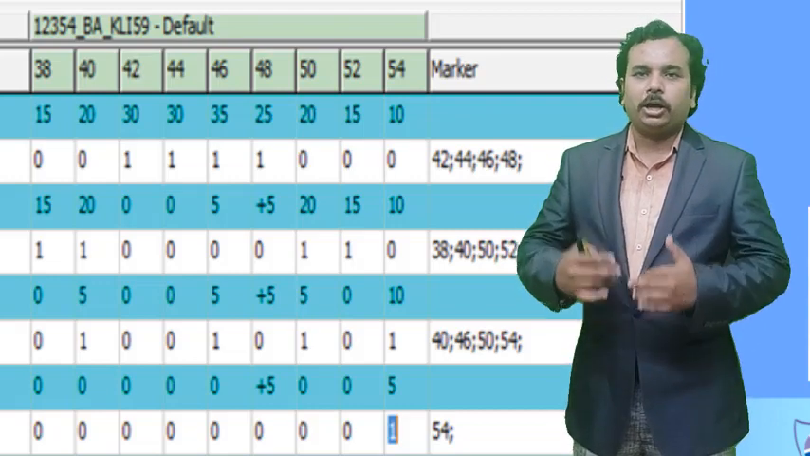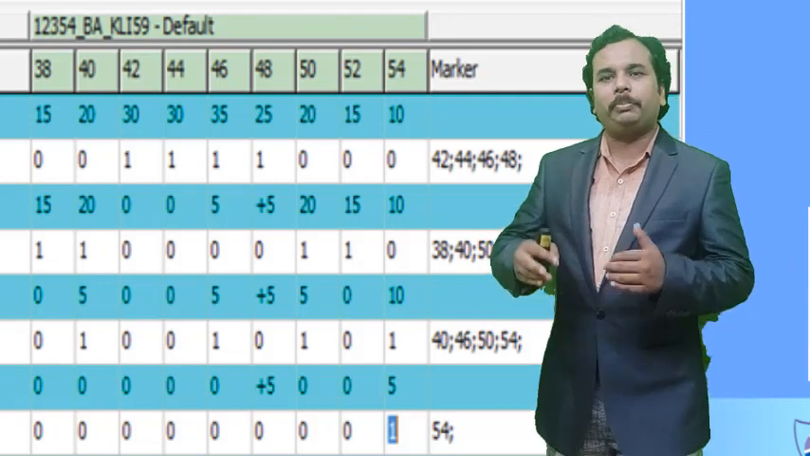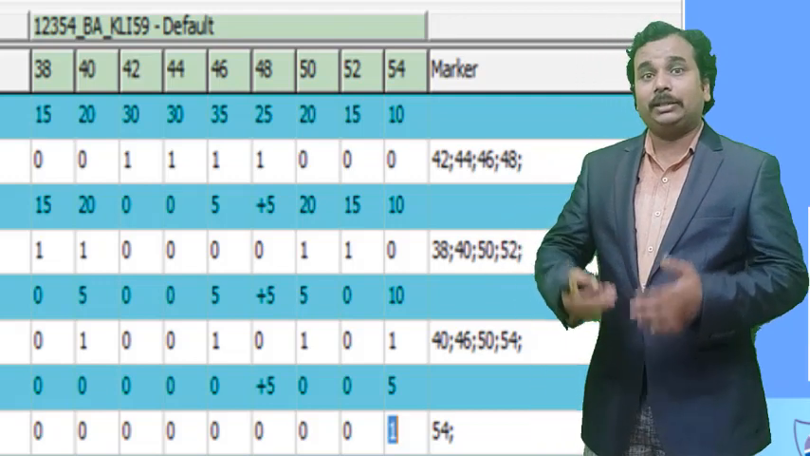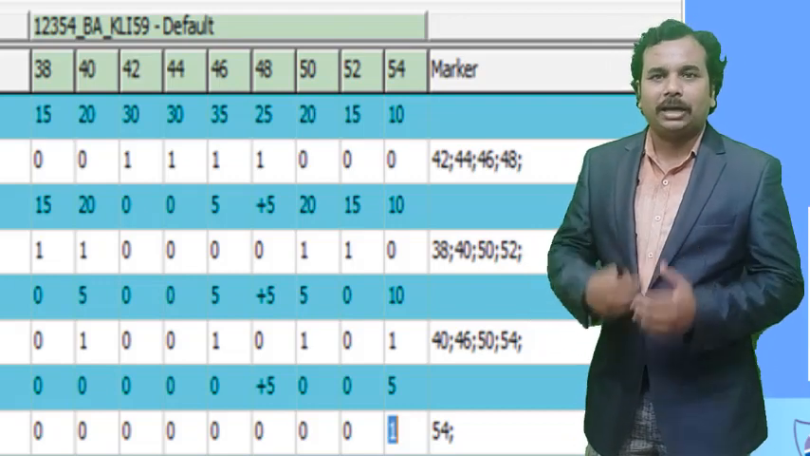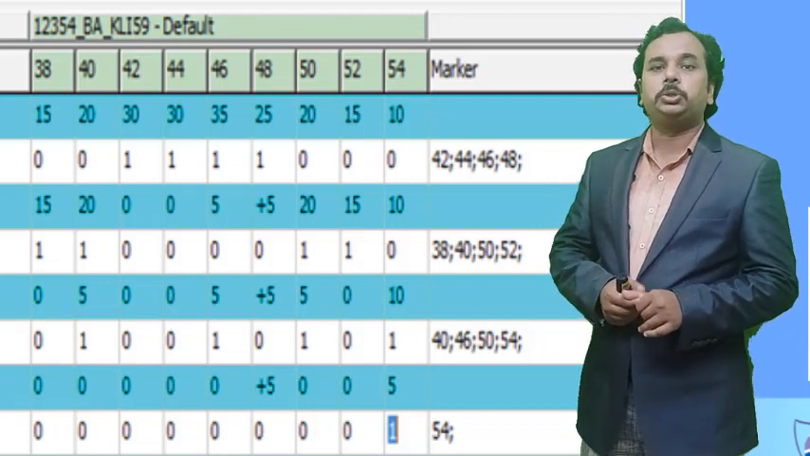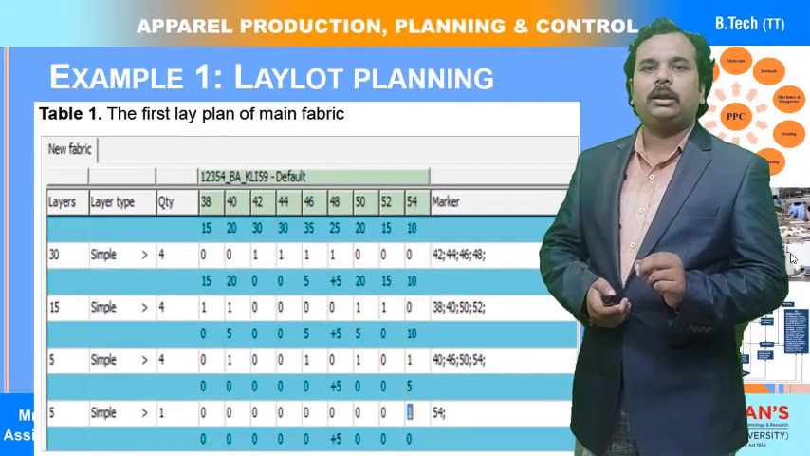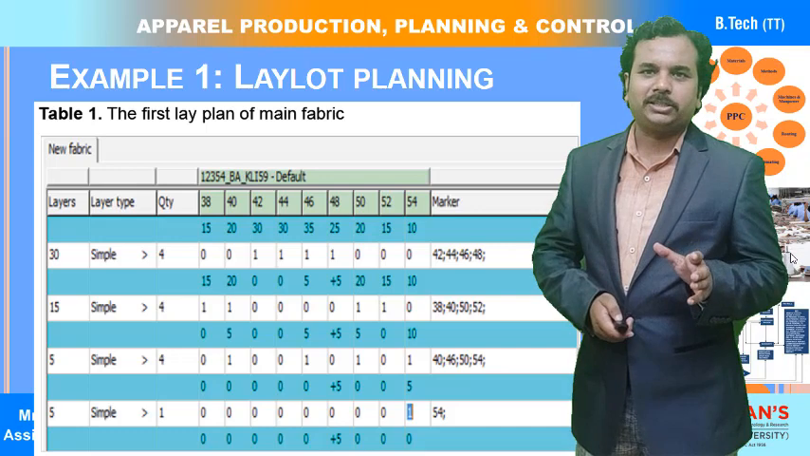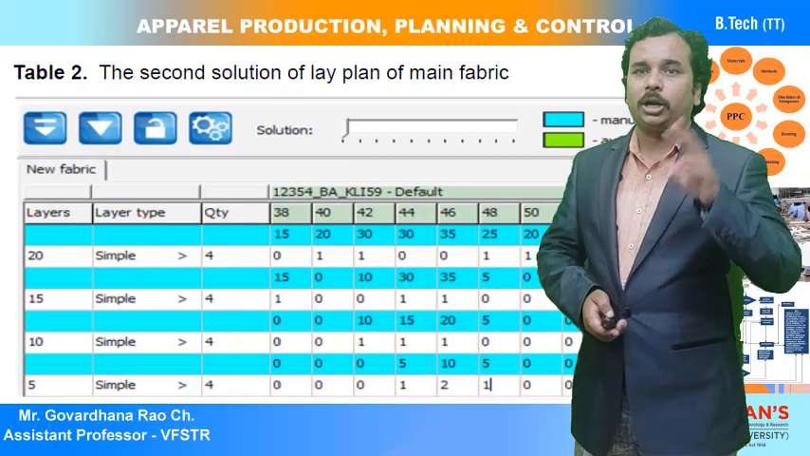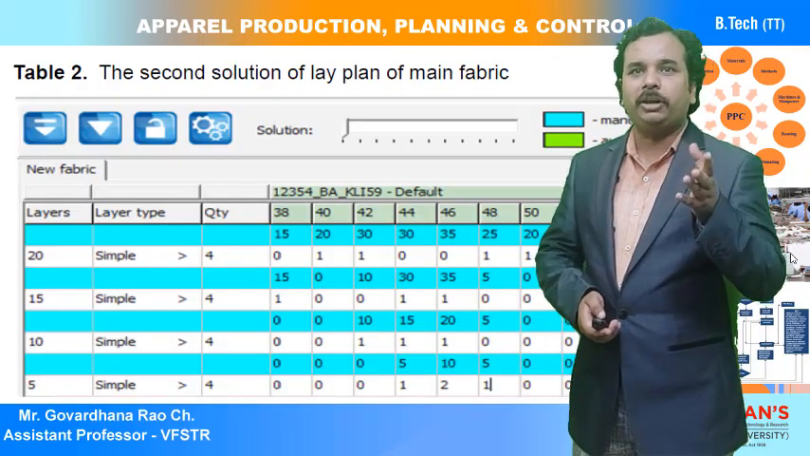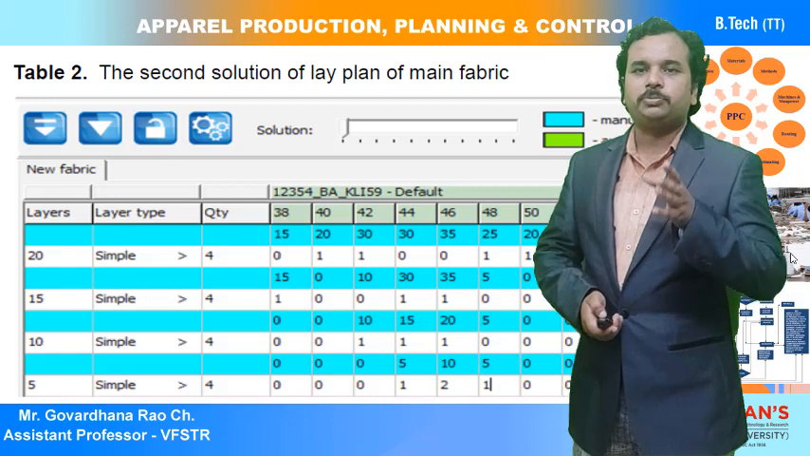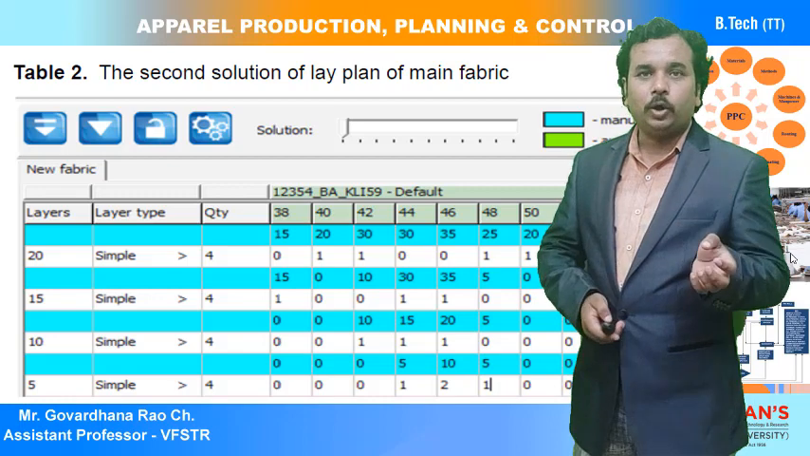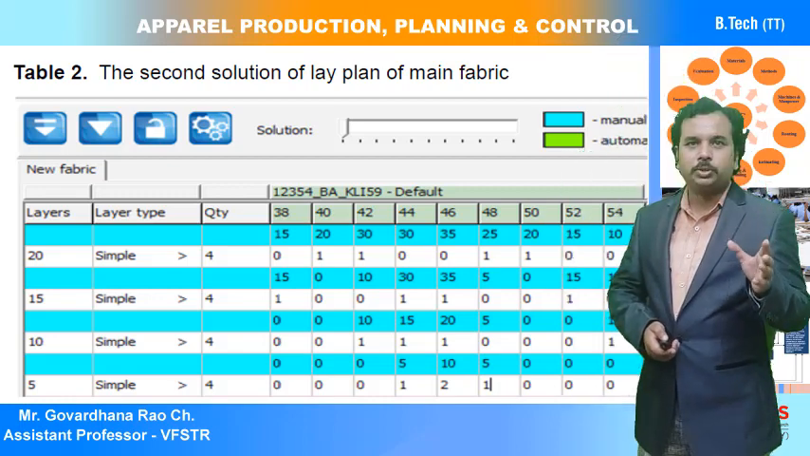So the ordered quantities and the remaining ordered quantities are given. From the remaining ordered quantities, we again prepare the second marker, then the third marker, then the fourth marker. Till the completion of the ordered quantity, we prepare the markers as per the ordered quantities given. This is one example, and you can see that for the same ordered quantities, the planning is going to be different, and the marker is going to be different.